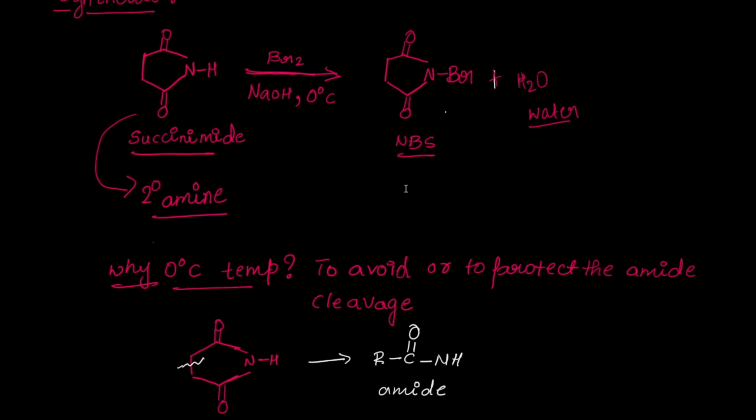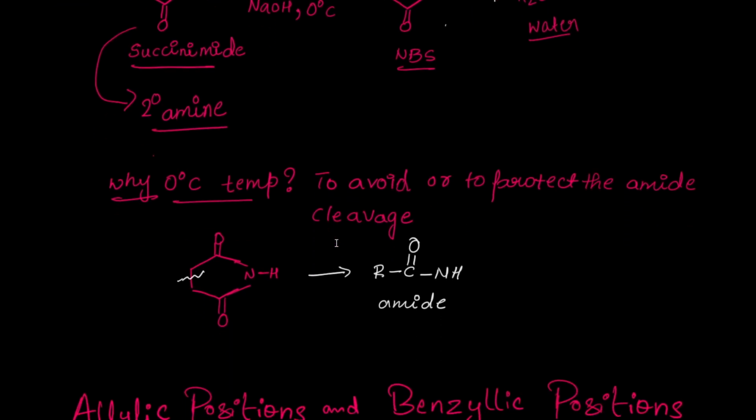If the temperature is maintained above 0 degrees, or if the reaction mixture is heated, the bond is cleaved, and it becomes amide. So to protect against the amide cleavage, we maintain the temperature of the reaction at 0 degrees Celsius. As I said, it is a very good oxidizing and brominating agent, particularly at allylic and benzylic positions in a reaction.